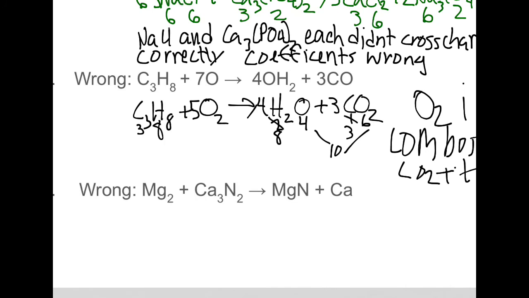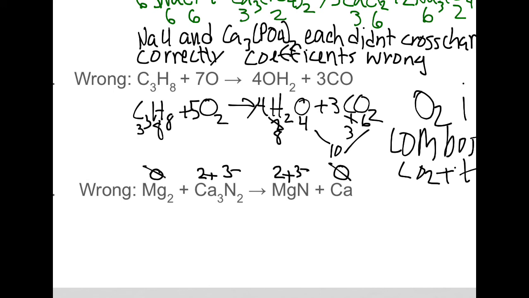Now let's take a look at our last one. So I can see I have an element and a compound. So that means it's going to be single replacement. Now, like is going to replace like. And so if I think of my charges and whatnot, magnesium as an element has no charge. Calcium is a 2 plus. Nitrogen is a 3 minus. Magnesium in a compound is 2 plus, 3 minus. Calcium as an element has no charge.